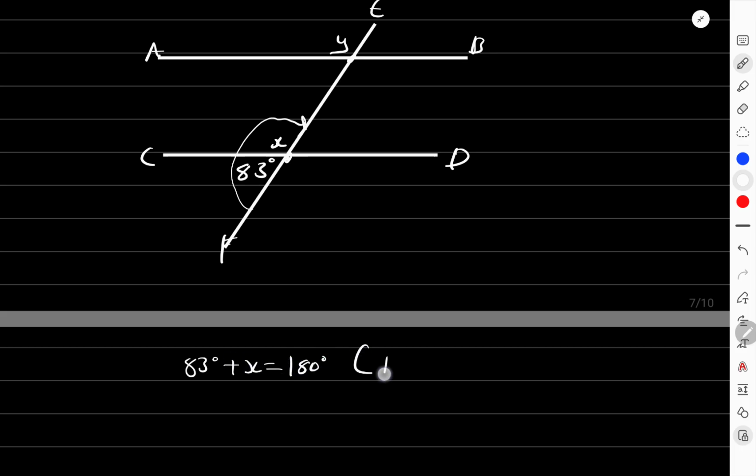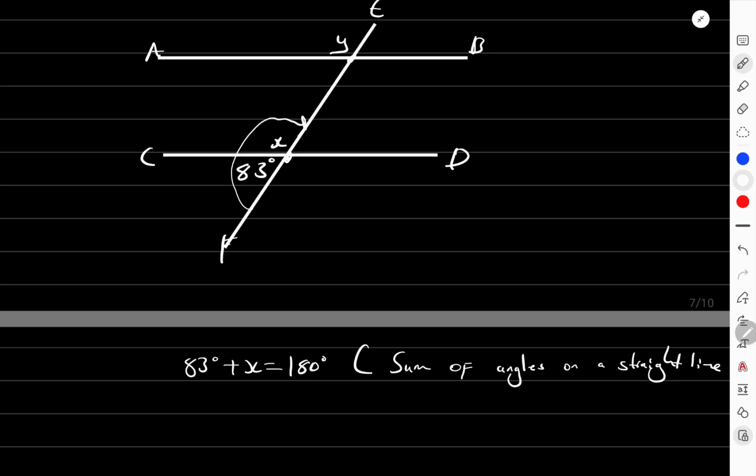Now, reason is going to be angles, the sum of angles on a straight line. Sum of angles on a straight line.